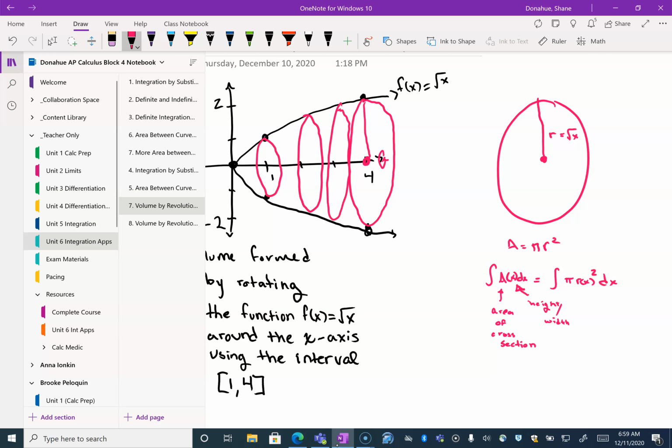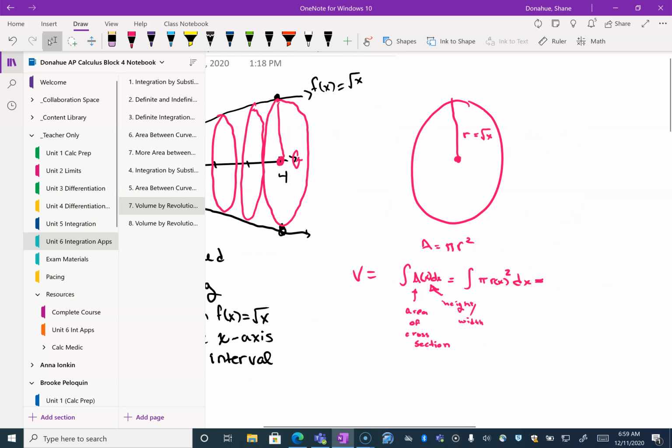All right, so we have to identify what our radius is, and then we're going to take that function, square it, and we can use that to figure out what our volume is, because we're stacking those disks on top of each other. So our equation, when we've just got one function and we're rotating it about the x-axis, is this.